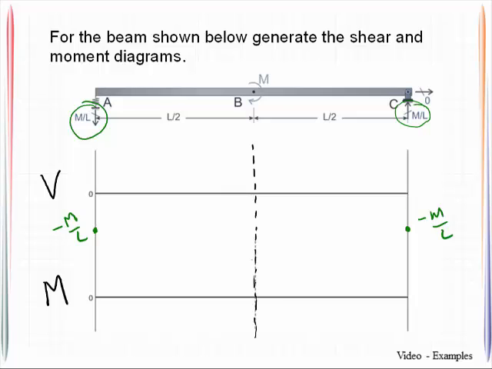What we want to do is then go back to the far left end of the beam and, following our rules, identify the values at intermediate points. So the change in shear from one location to another is the area under the load diagram. You'll notice right here on that beam there is no load, so that means there is no change in shear from point A to point B. So we get this negative M over L.